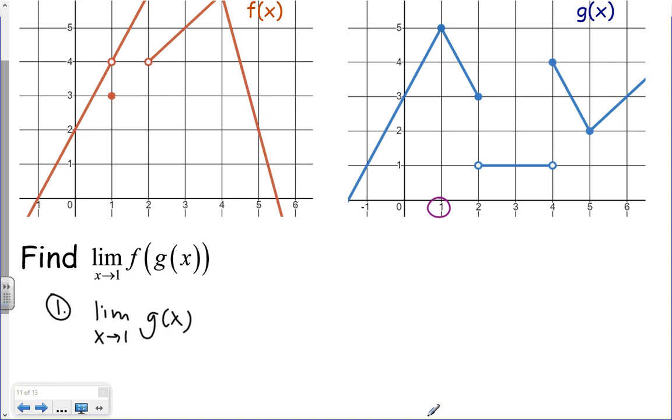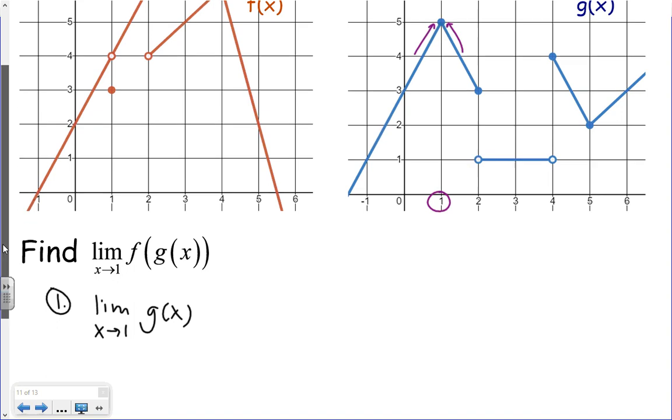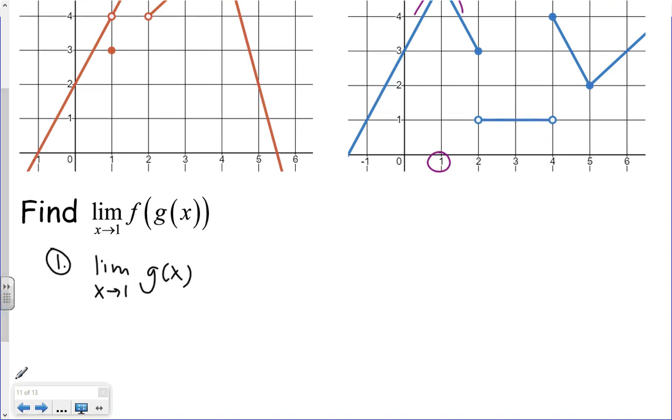So that means I'm going to jump on this curve and I'm going to go for a ride from the left side. Do the same thing from the right side, and the question is, am I approaching the same value there? I think we can definitely say yes, we are approaching a value of 5. So here we can say that this limit is equal to 5. So we meet the first condition. The limit exists, and in this case it's equal to 5.